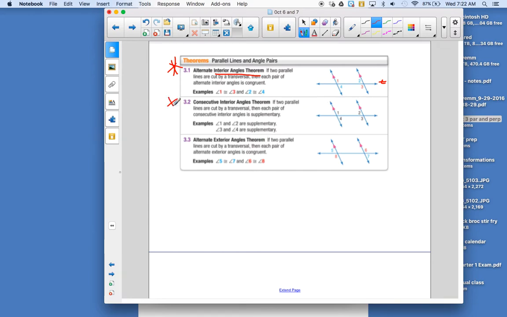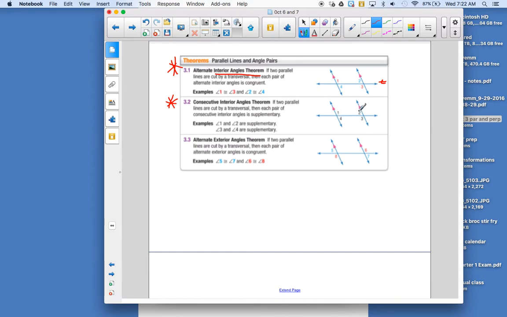Our next theorem is the consecutive interior angle theorem. Now this one is a little bit different. You have to be careful. I've got two parallel lines cut by a transversal, and my consecutive interior angles are not congruent.